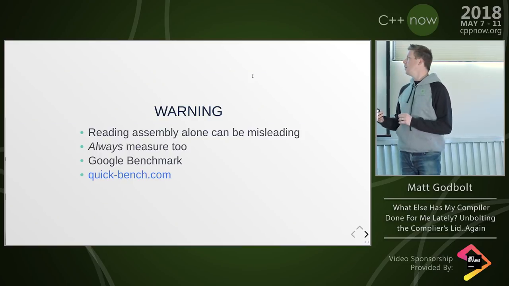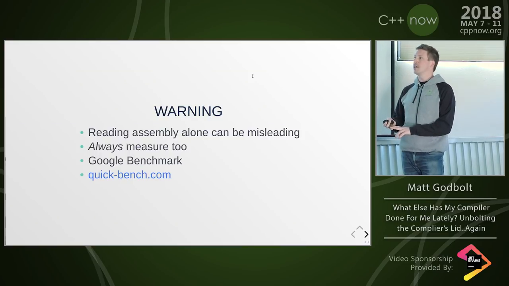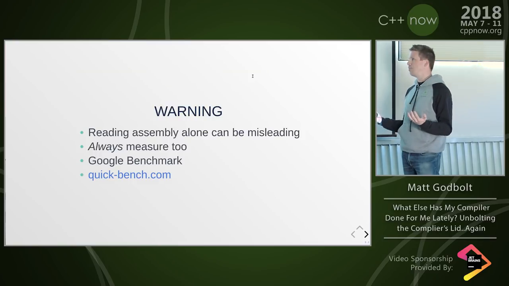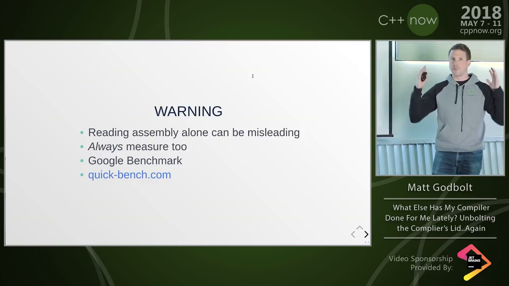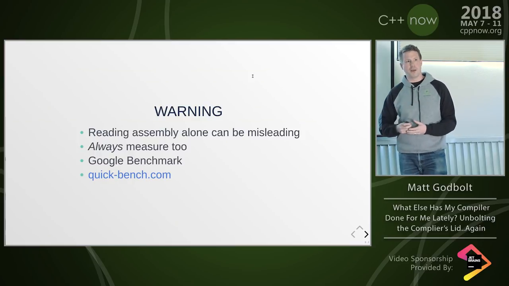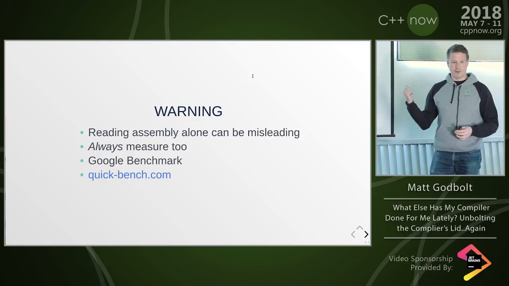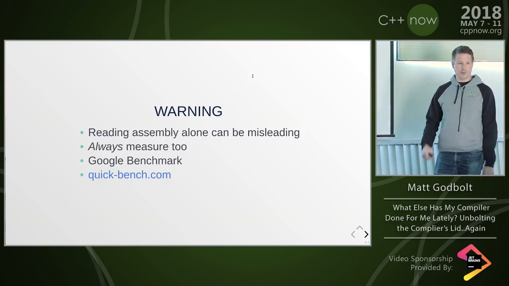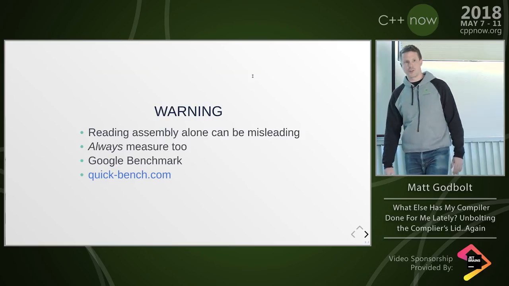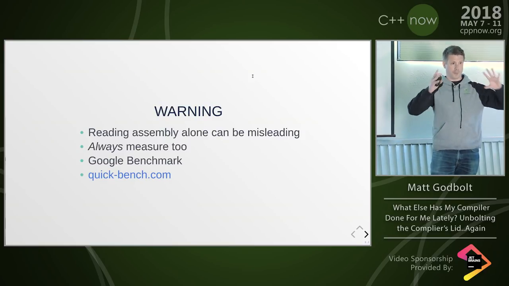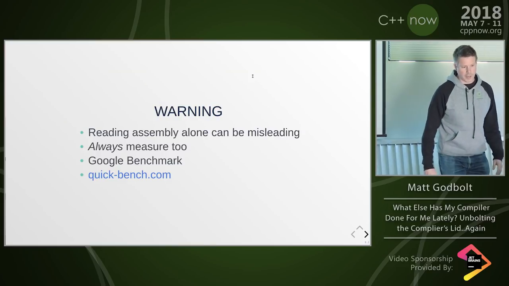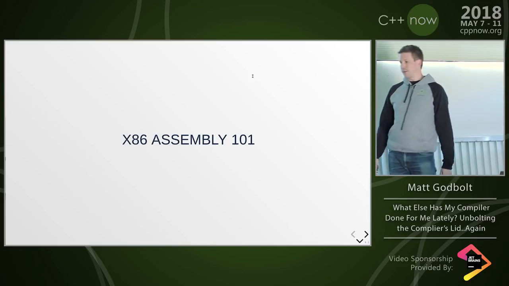The compiler is super smart, and if you look at the output and go, well, this is tons more instructions, how on earth could this be better than some other approach I've thought of, you need to benchmark it. I'd heartily recommend picking up Google Benchmark, which does a fantastic job of scaling and getting this type of stuff right. There's also a website, quickbench.com, which allows you, like Compiler Explorer, to dump in some code and do a quick analysis of how fast it is. Definitely worth looking at. So with that said, we're going to look at assembly.